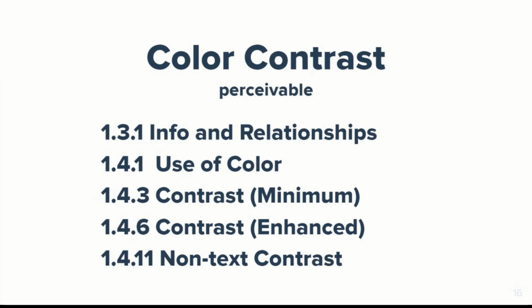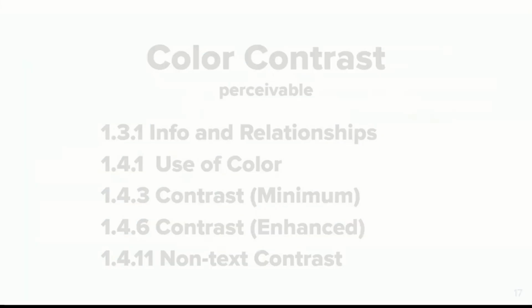Here are a few of the success criteria within the WCAG that would apply. 1.3.1 info and relationships, 1.4.1 use of color, which is what we just discussed. 1.4.3 contrast minimum is a level AA. 1.4.6 contrast enhanced is a level AAA. And 1.4.11 is for non-text contrast. That's for things like images or images of text itself. It's really important to make sure that we have good contrast for our copy, or else someone may not be able to perceive it, especially those who have various forms of color blindness or low vision.